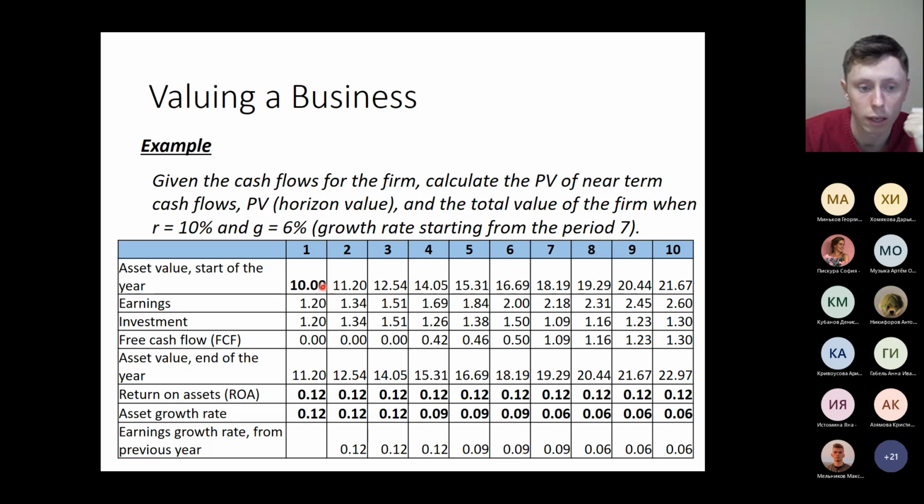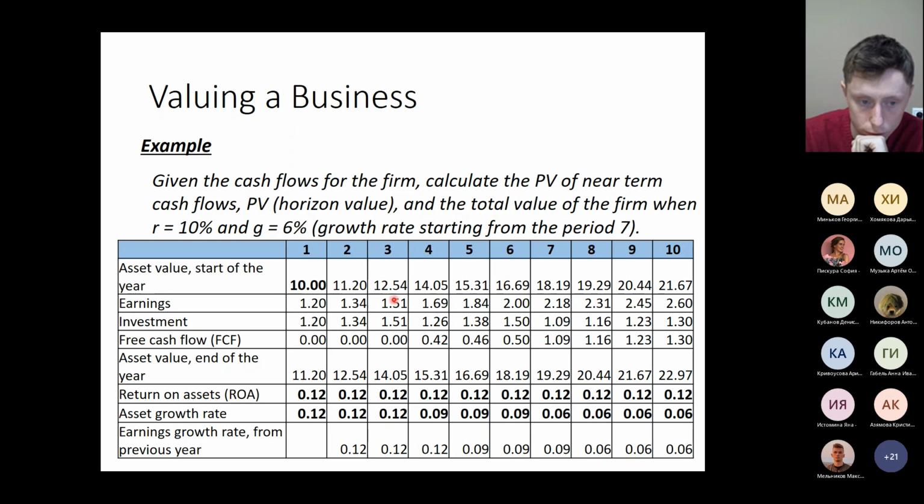How do we see that we do not take anything from the business? We start from the asset value of 10. We multiply 10 by 0.12, the return on asset, having 1.2, and we reinvest all the money back into the business, growing the asset. There is no free cash flow, so no money is taken out of it. And we end with 11.2, and this is the value that we start the next year from.